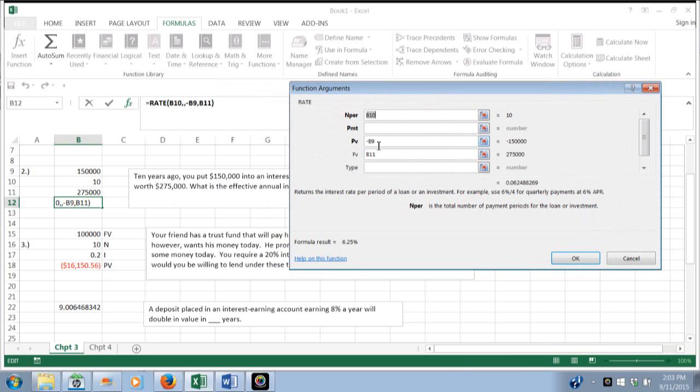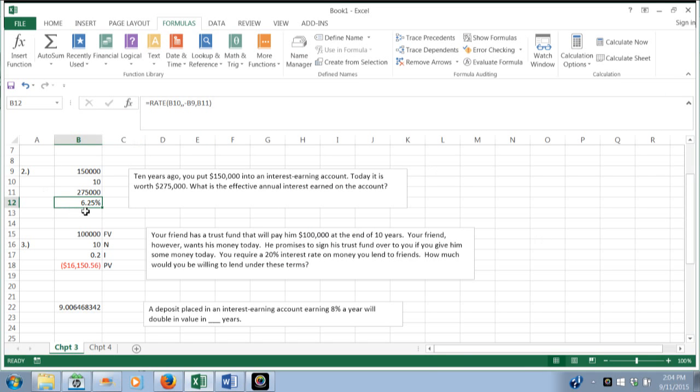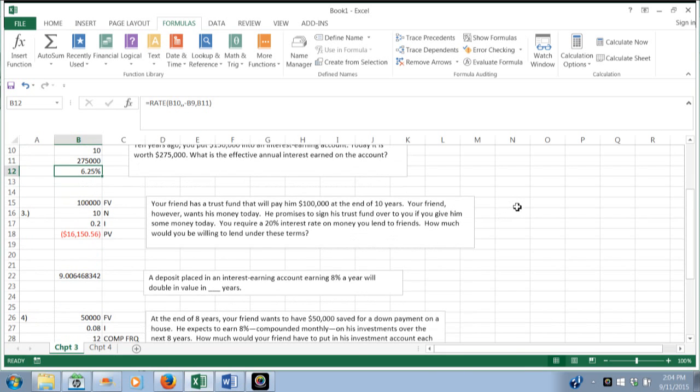Your present value is going to be the $150,000 that you put into the interest account, and then your future value is what it grows to, and based on that, it will then calculate your interest rate to be 6.25%. Now, actually, when I first did it, it only calculated it at 6%, but I know the answer asked for it in this format, so I did it that way.